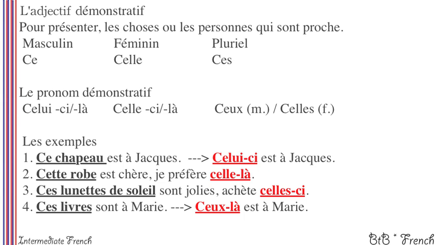Je préfère celle-là. This dress is expensive. I prefer that one. La troisième phrase, ces lunettes de soleil sont jolies. Achète celle-ci. These sunglasses are pretty. Buy these. La dernière phrase, ces livres sont à Marie. Devient cela est à Marie. The last sentence is these books are Maria's becomes those are Maria's.